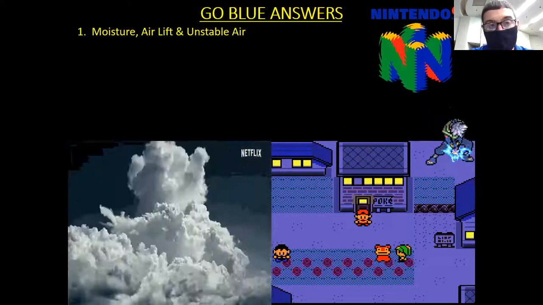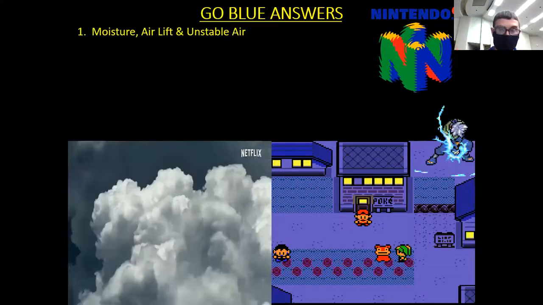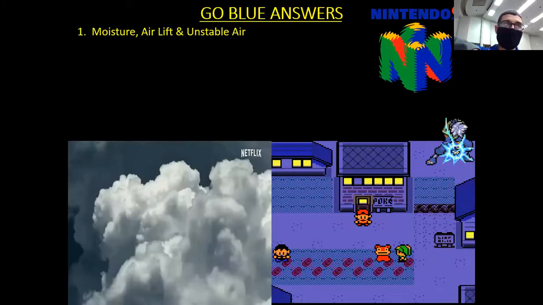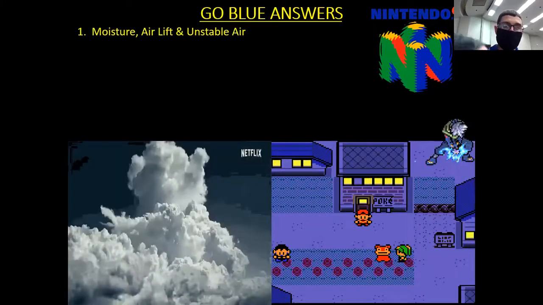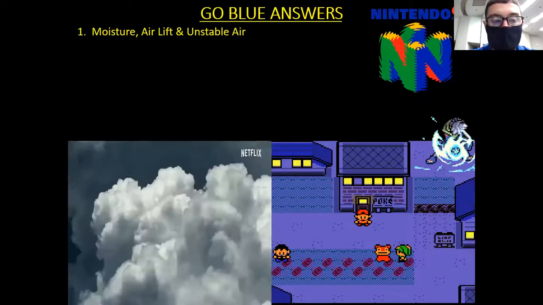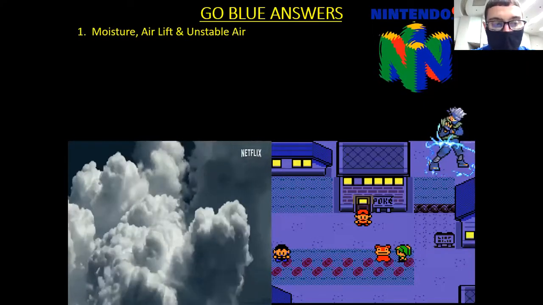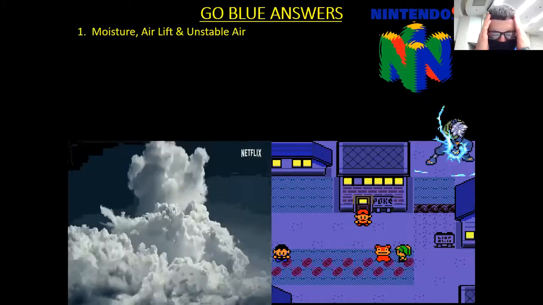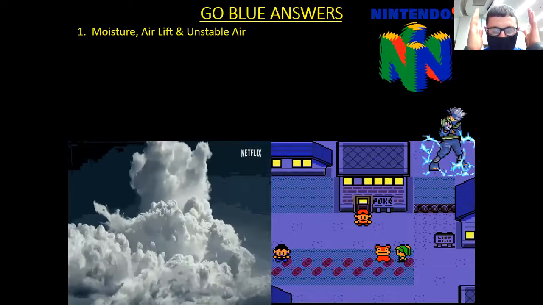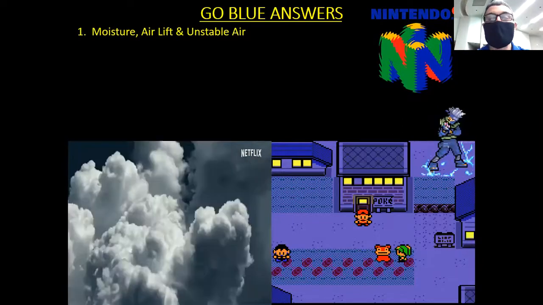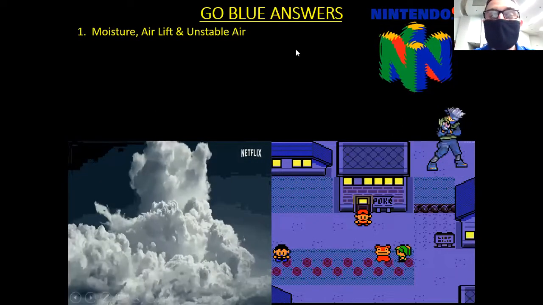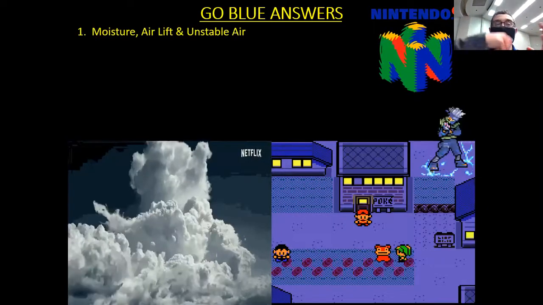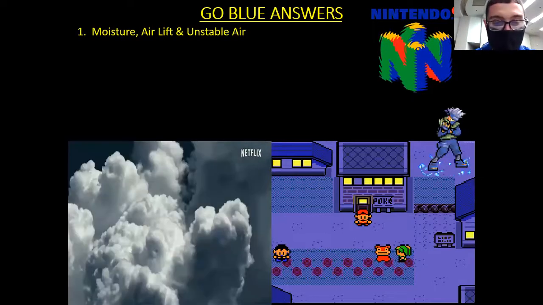And then unstable air. So just like you have cotton candy being made from sugar, that moisture needs to be stirred around and moved around. Just like you make cotton candy, you've got to stir the sugar. To make a thunderstorm, the moisture needs to be stirred about as well with unstable air.